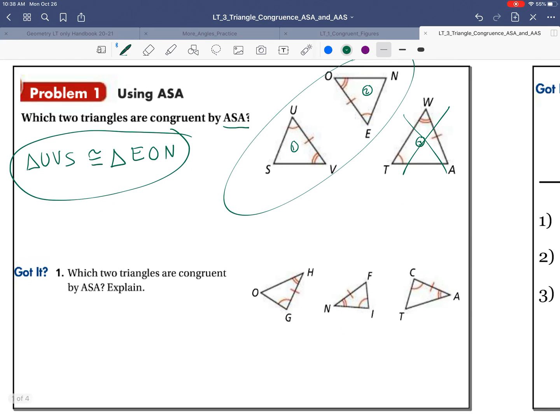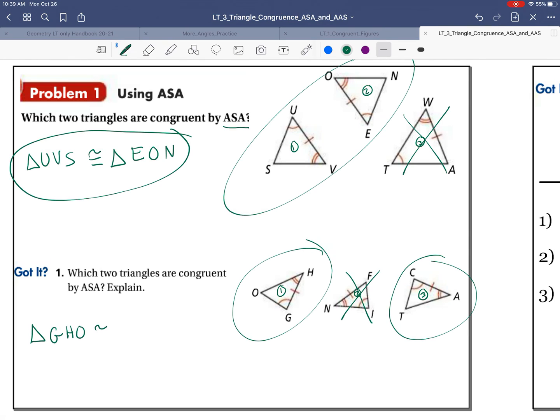Which two triangles are congruent by angle side angle? Let's look at triangles 1, 2, and 3. 1 has angle side angle, 2 has side angle angle, 3 has angle side angle. So this one does not work. It's 1 and 3.